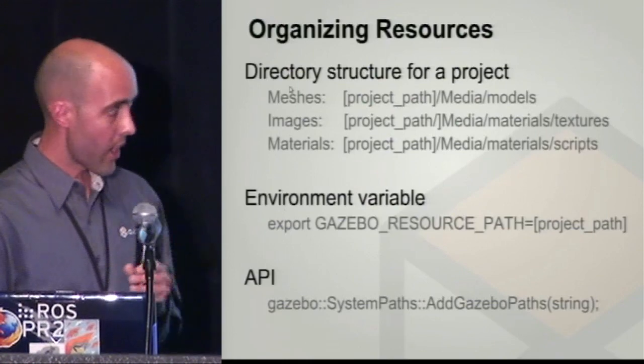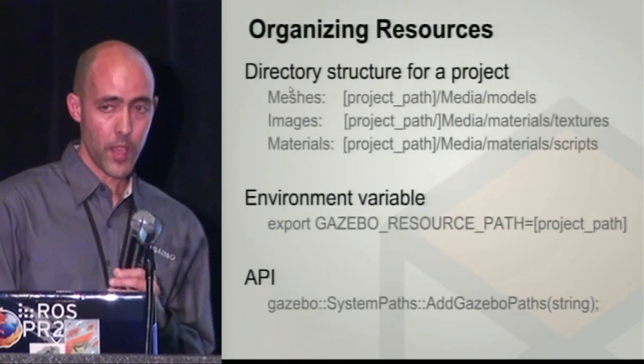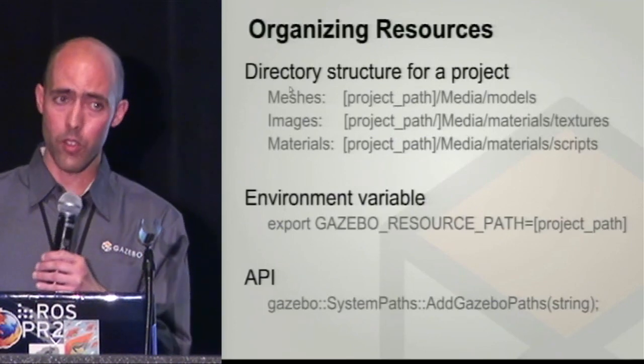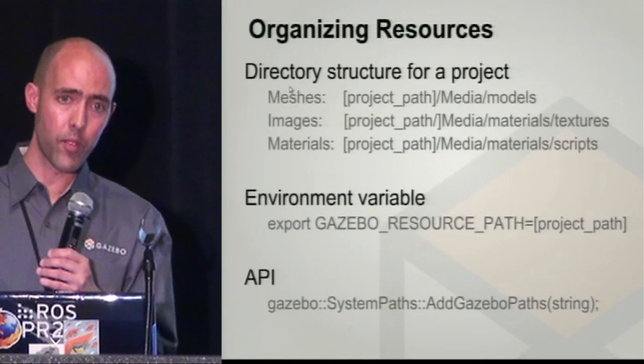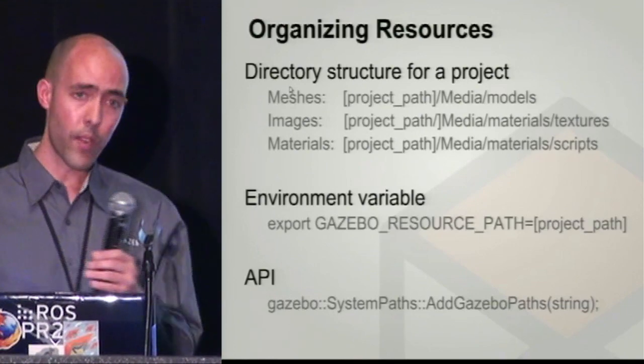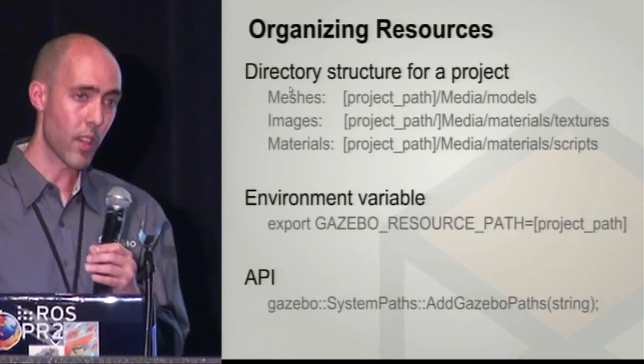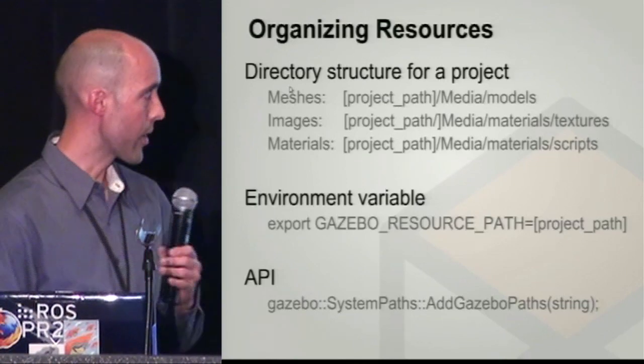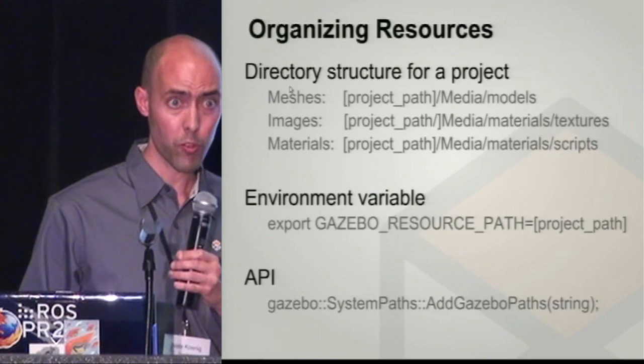So you can organize your resources on a per project basis. All you need to do is create a directory structure with your models and your materials and textures, and tell Gazebo about this by either using an environment variable or using an API call. Both operate in the same way, and you can adjust this as you need for your various projects.